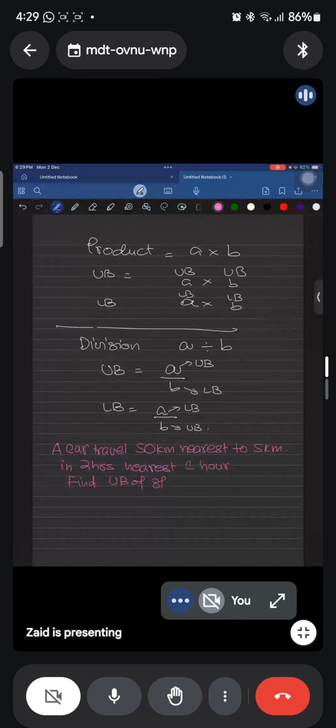So, my dear students, first of all, you must know the formula for speed. Speed is distance over time. Okay? Plug in the values, get the answer.